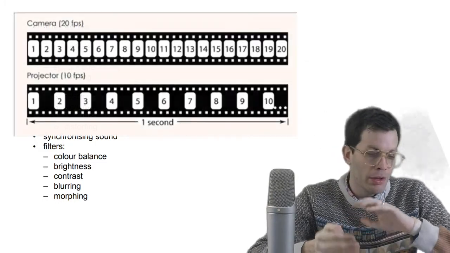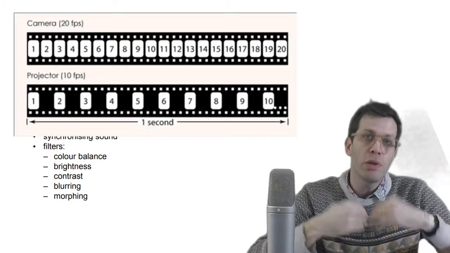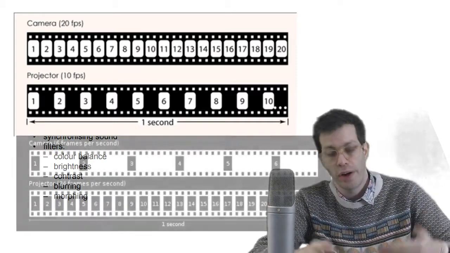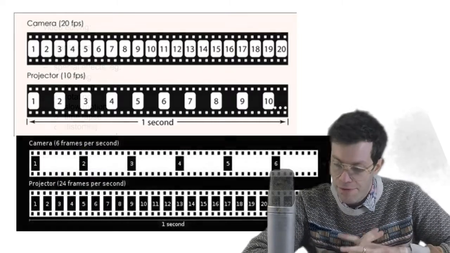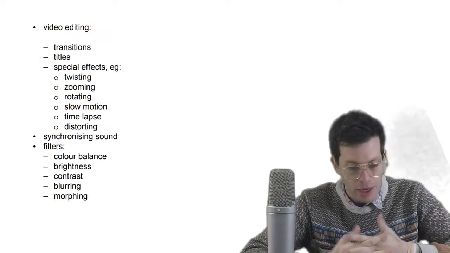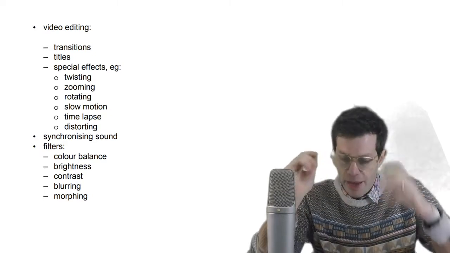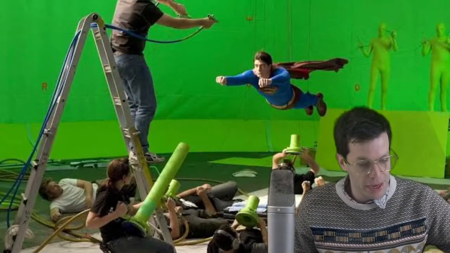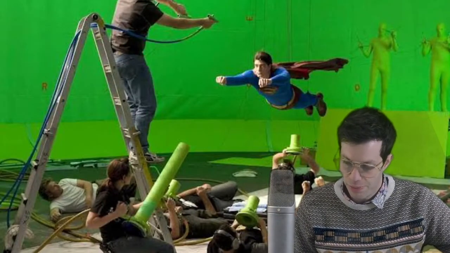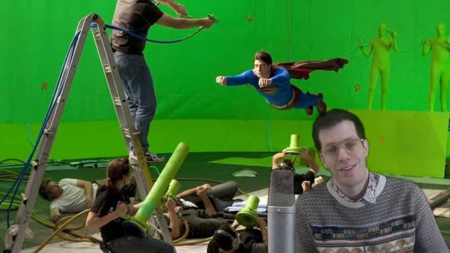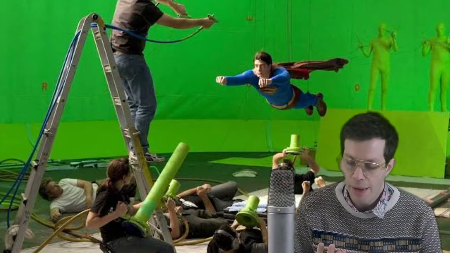So remember, to get something to move slow, you shoot fast. To get something to move fast on screen, you shoot slow. It's just opposites. The final thing that I want to talk about today, when I'm talking about effects, is Chroma Key. Now, Chroma Key doesn't seem to be in this section of the syllabus, but it definitely needs to be because it's a huge effect at this point in time.